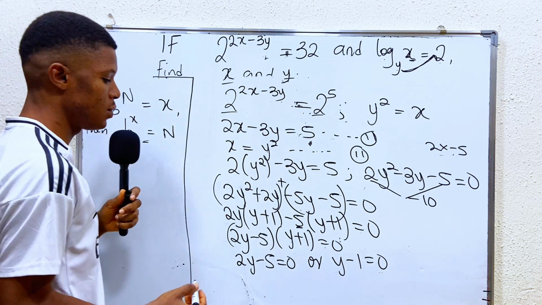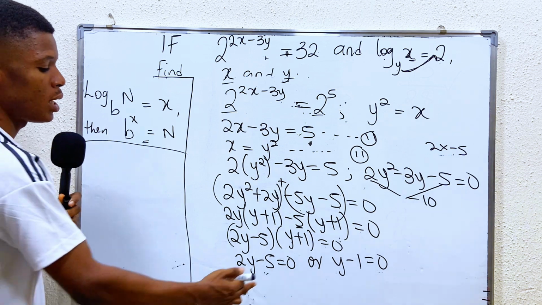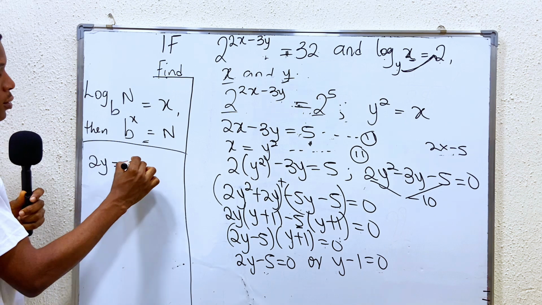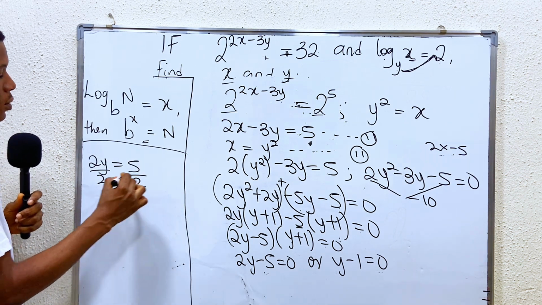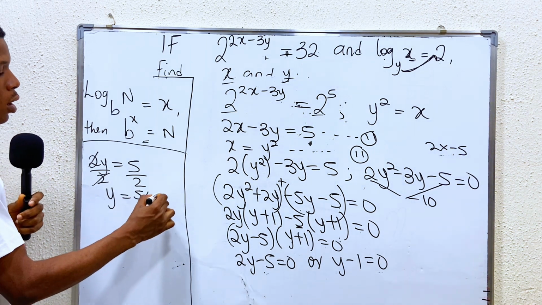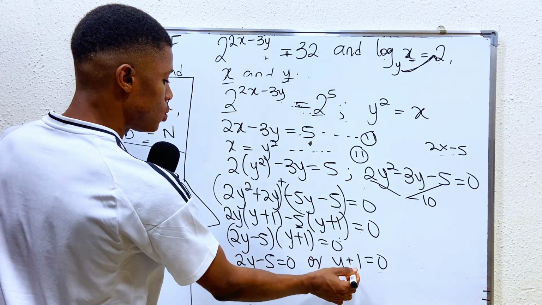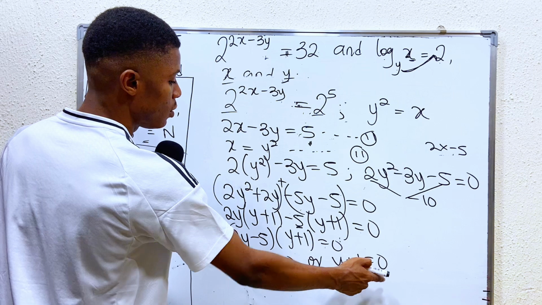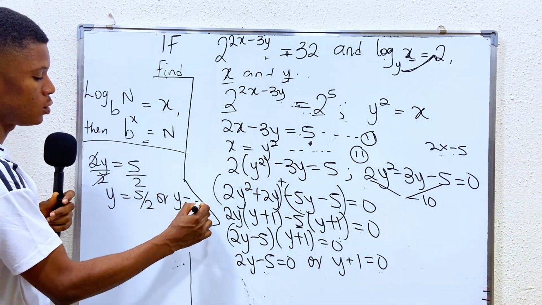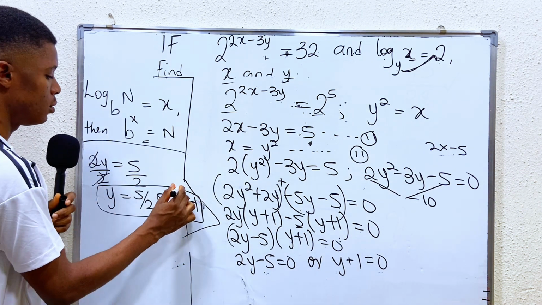In that case, for the first term, we add 5 to both sides. So we have that 2y is equal to 5. Divide by 2, divide by 2. If you divide by 2, you see that y is equals to 5 over 2. Or for the second term, y plus 1, sorry, I made a mistake. Y plus 1 is equals to 0. What do we do? Y is equals to minus 1. Okay? So these are the two possible values of what?